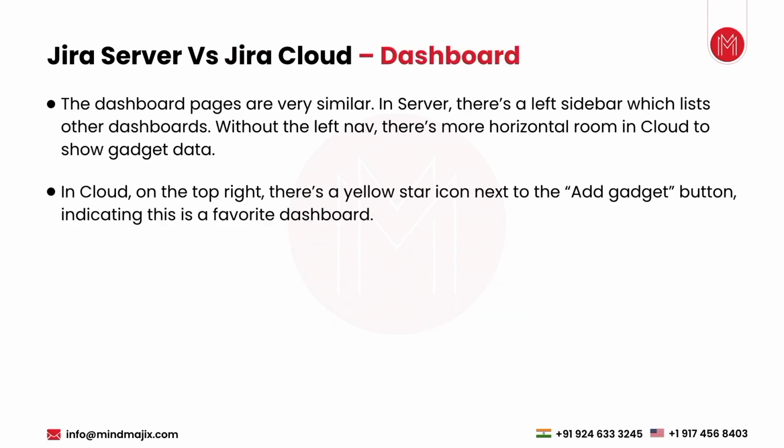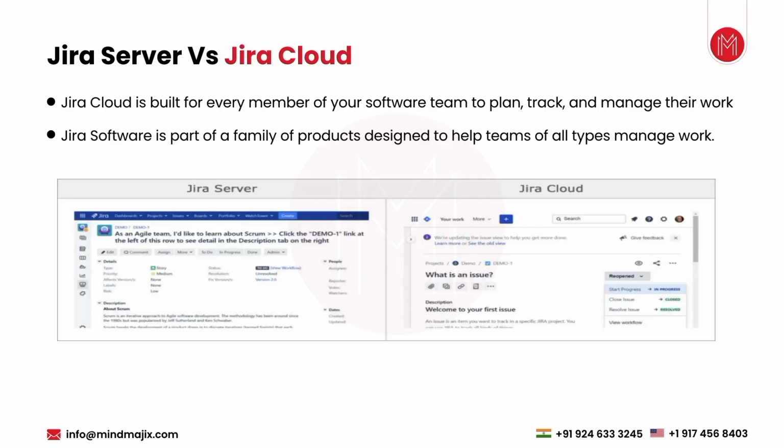Jira server versus Jira cloud. The dashboard pages are very similar. In server, there is a left side bar which lists the other dashboards; without the left navigation, there is horizontal room in the cloud which shows the data. In cloud, on the top right, there is a yellow star icon next to the add widget button, indicating that it's a favorite dashboard. So I'll just give you a brief here. You can see that in Jira server, you have a dashboard, you have projects, issues, boards, portfolios, and everything, and you can create here.